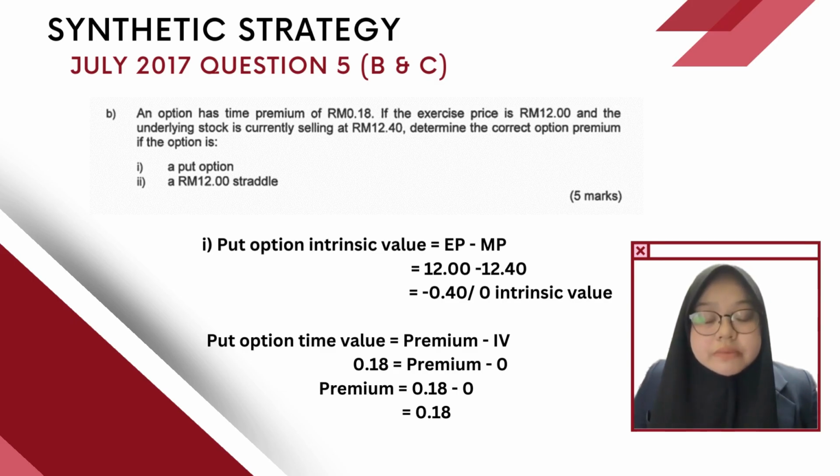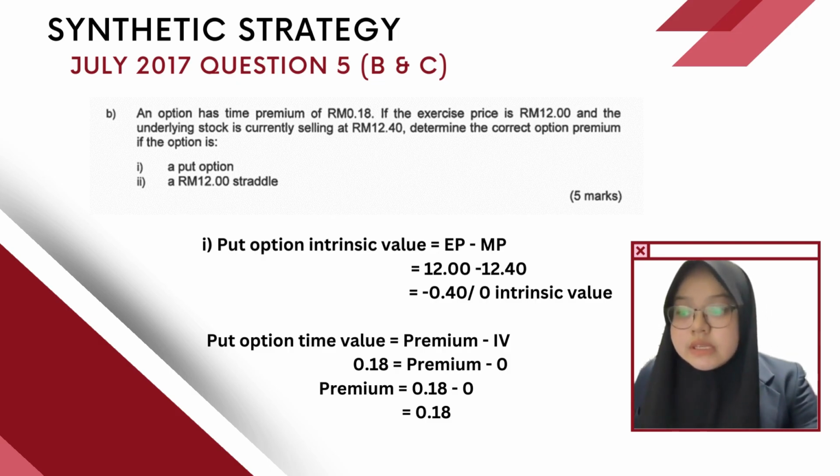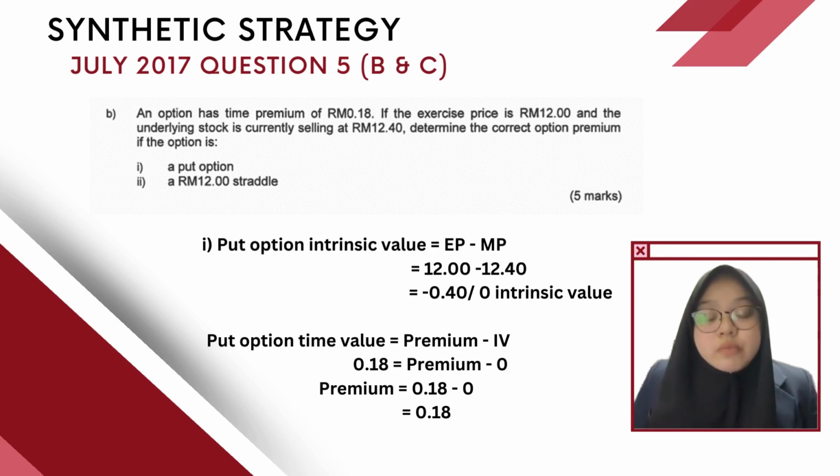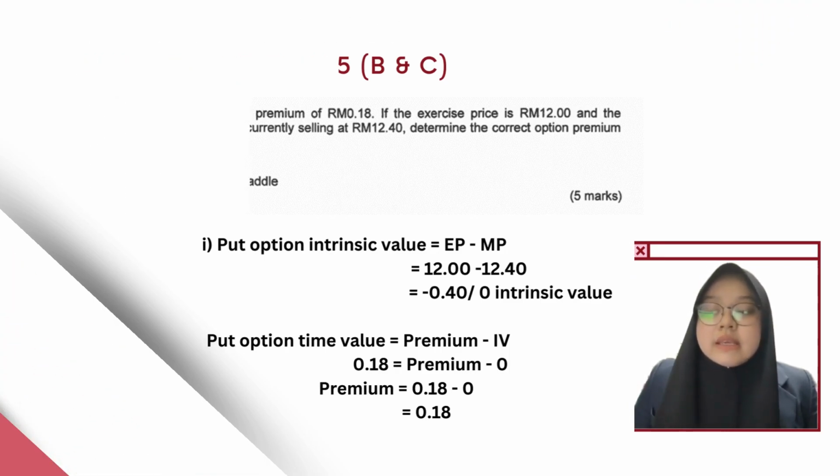Determine the correct option premium if the option is first a put option, second a 12 ringgit straddle. So the first thing that we need to do is to calculate put option intrinsic value, which is exercise price minus the market price, where 12 minus 12 ringgit 40 cents, then we get the answer negative 40 cents or 0 intrinsic value. Then calculate the put option time value, which is premium minus intrinsic value, where the answer is premium is equal to 18 cents.